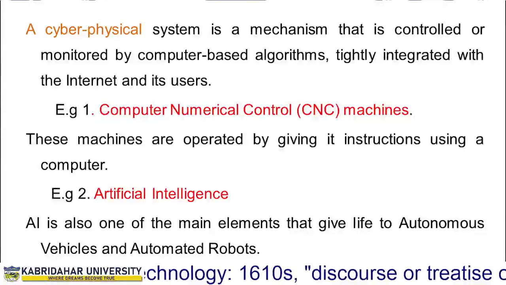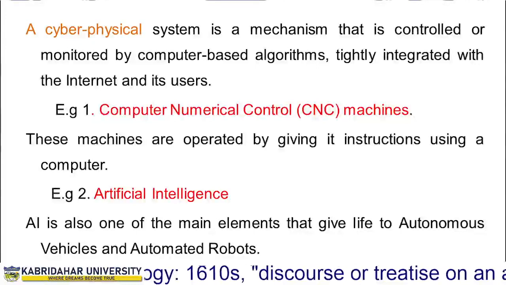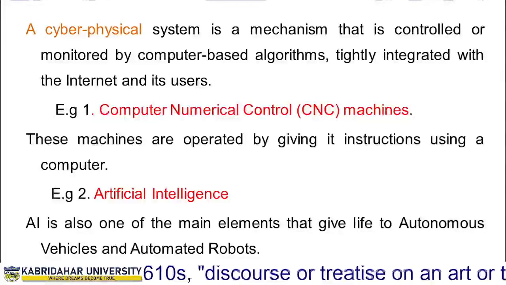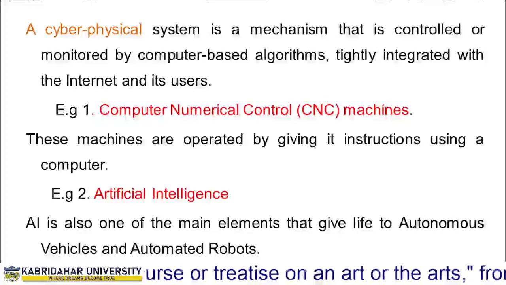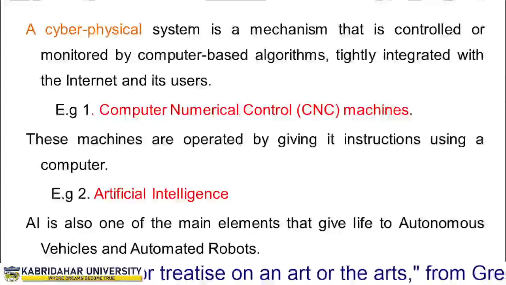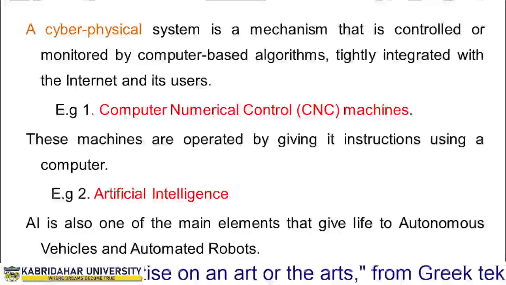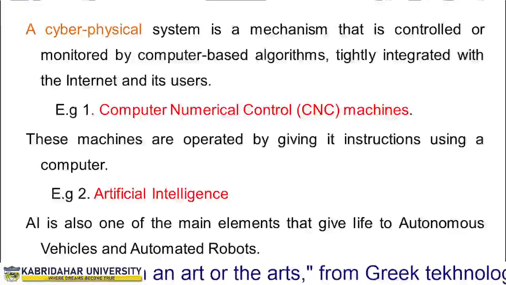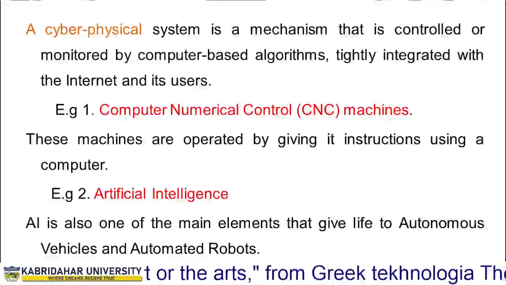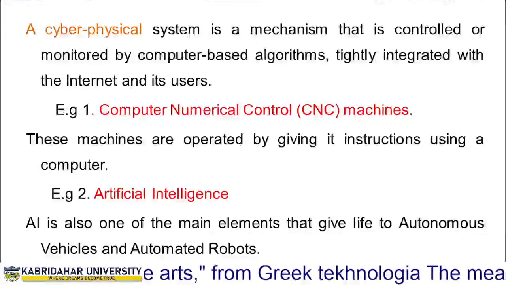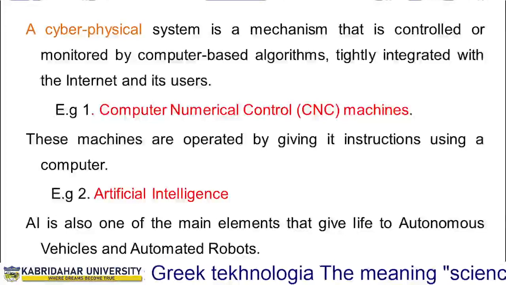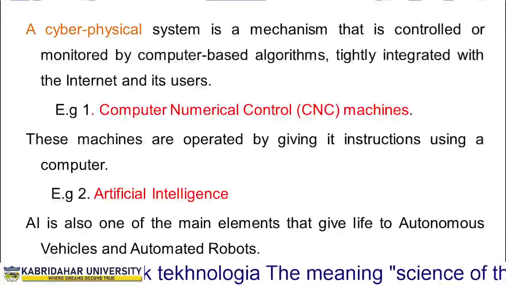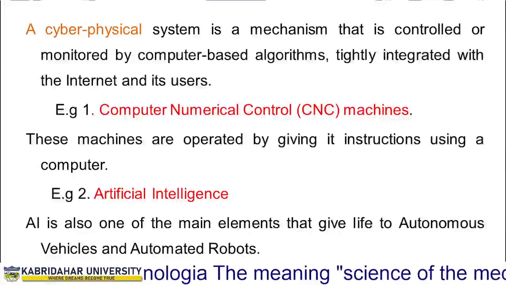If we see examples, under example 1, we have computer numerical control, or CNC, machines. These machines are operated by giving them instructions using a computer. Under the second example, we have artificial intelligence, or AI. AI is also one of the main elements that give life to autonomous vehicles and automated robots.